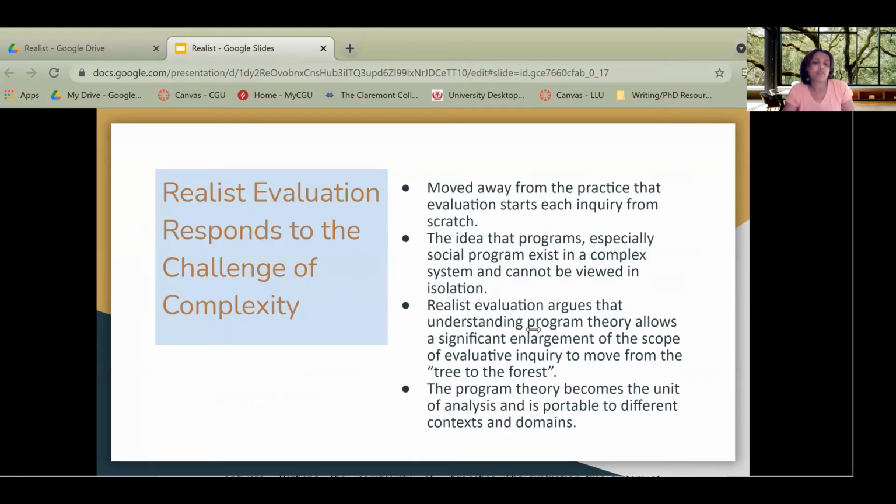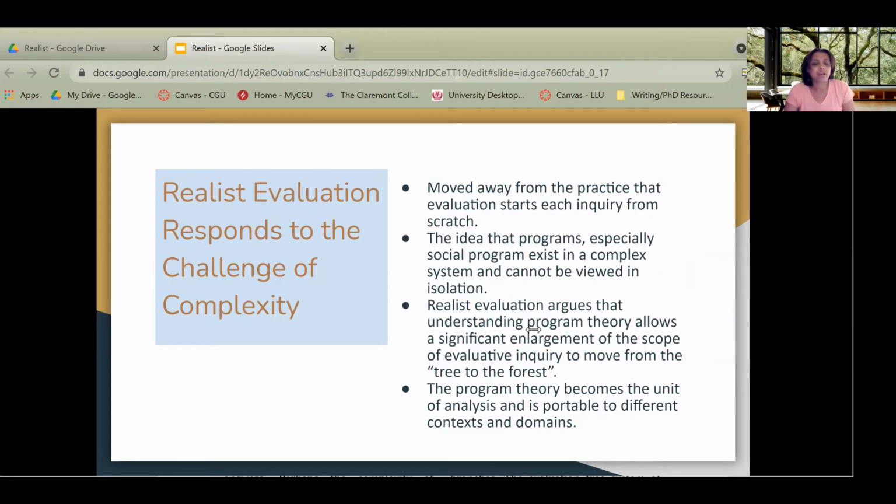The popularity of realist evaluation is largely attributed to its usefulness in complex systems, as realist evaluation approach responded to the challenges of complexity. Pawson, in his 2013 book, argues against the practice within evaluation of starting each inquiry from scratch in silo. He argues that this does not take into consideration the complexity problem, that each program is a complex system, often inserted into yet another complex system, and that is what makes it difficult for evaluators. Those one-off evaluations will always fall short and be open to criticism.